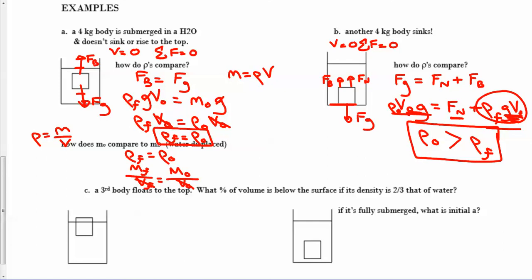And that's an important if. So in this case, the mass of the fluid is equal to the mass of the object. And that is the mass of the fluid displaced, once again. And then likewise, we can make the same argument that the mass of the object here has got to be greater than the mass of the fluid displaced, since it is sinking.